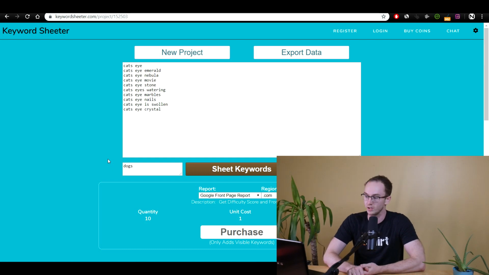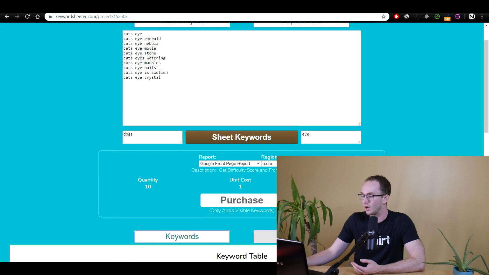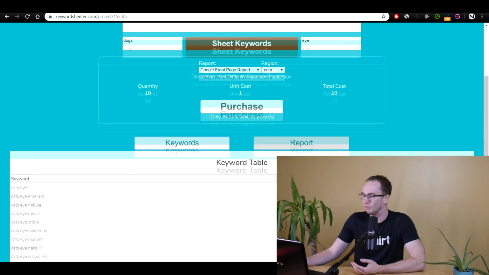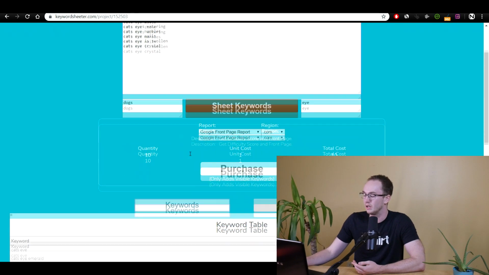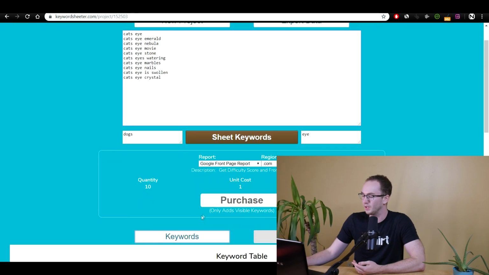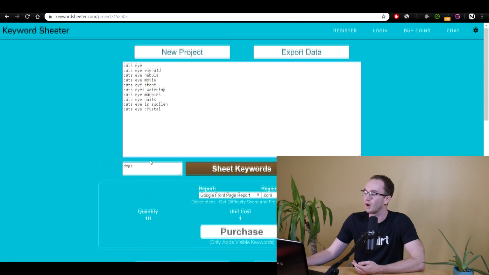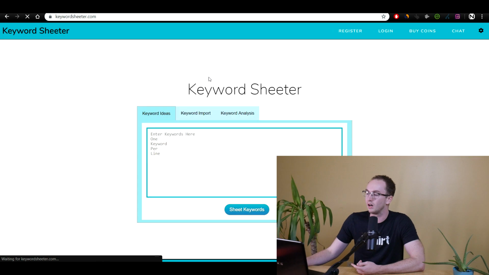This one is 100% free as well. They do have some units that you can purchase, although I'm not sure exactly how they monetize this now, because the tool has changed a little bit over the past few months, but you can generally do this a decent amount of times per day. Yeah, see, it only adds visible keywords. So I imagine that their unit cost just gives you more results for how long you can sheet the keywords for. But it can give you a good idea of different topics.